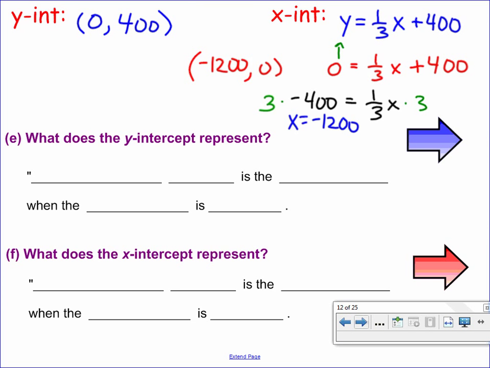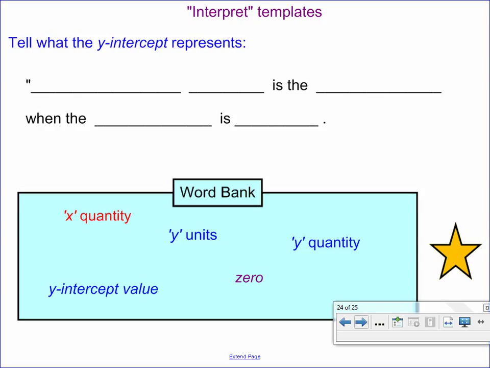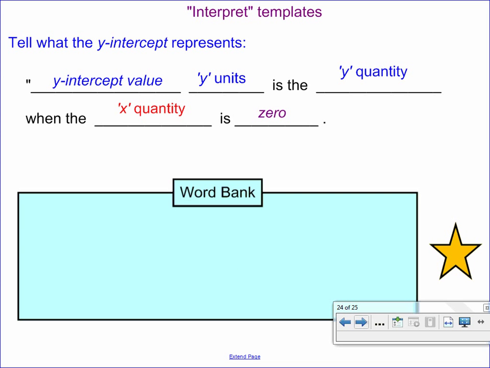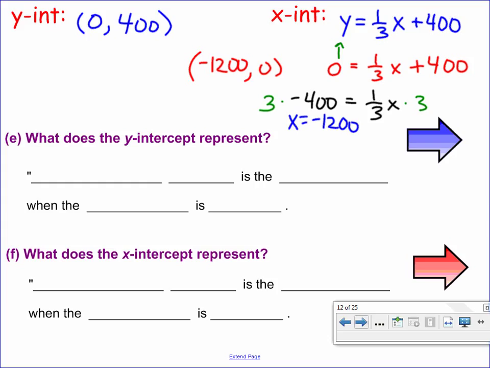So what does the y-intercept represent? Again, we could use a template. You do not have to use the template, which is very useful. So the y-intercept value, y units, is the y-quantity when the x quantity is 0. That's what it means to be a y-intercept. When the x quantity is 0, what is the value of the y quantity? Let's go ahead and interpret that then. So it looks like $400 is the cost of owning the car.